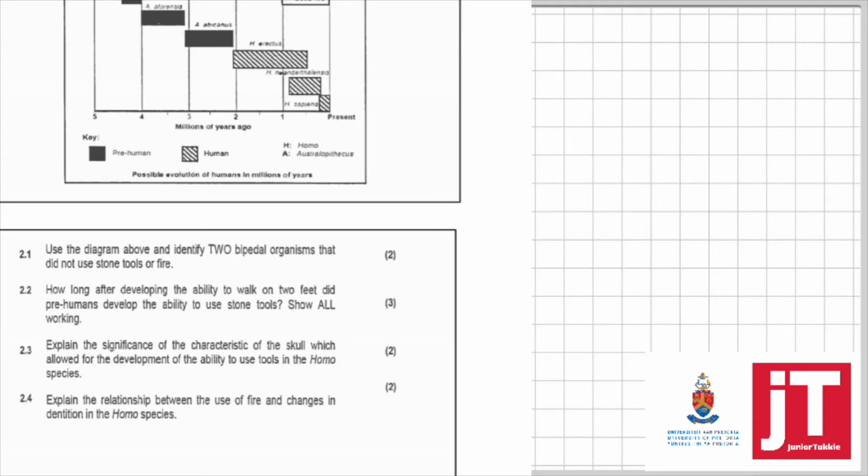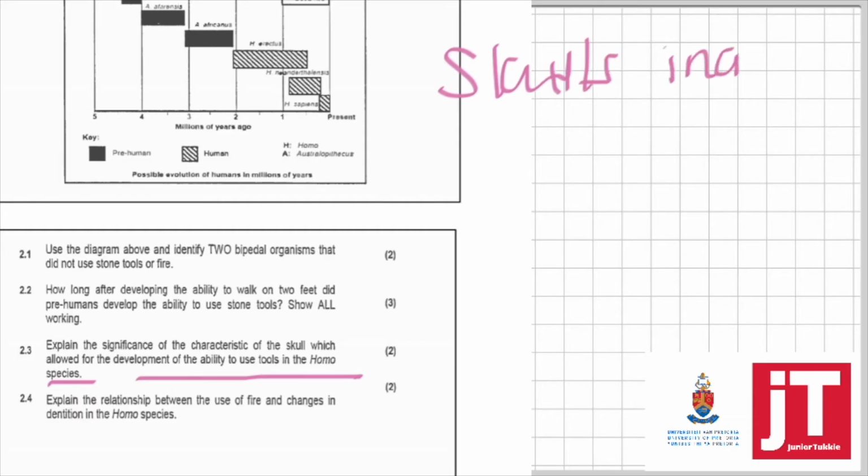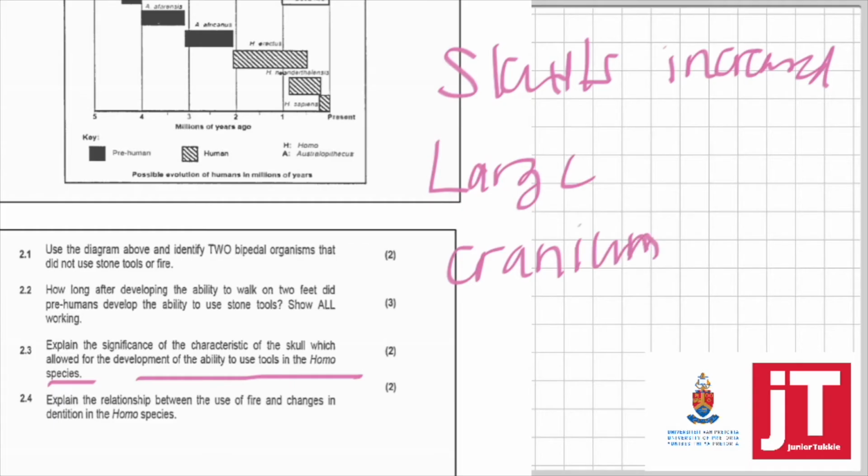Right, question 2.3. Explain the significance of the characteristic of the skull which allowed for the development of the ability to use tools in the Homo species. Now, if the skull size increased, this obviously meant that there was going to be a larger cranium. And if there was a larger cranium, this cranium could hold a larger brain. So that is the characteristic of the skull that allowed for the brain to become larger, and obviously the tools became more sophisticated.